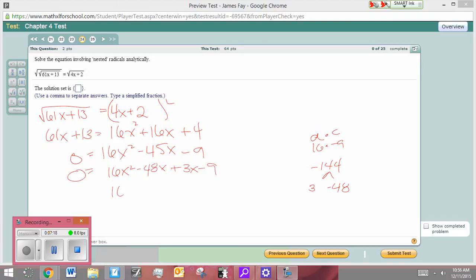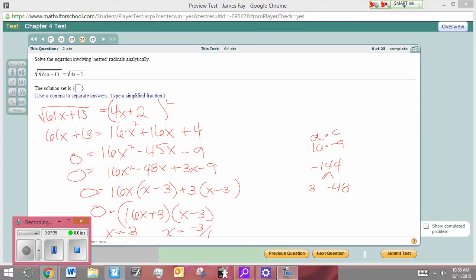Factor out 16x out of the front 2. It gives me x minus 3. Factor out 3 out of the back gives me x minus 3. So my factors are 16x plus 3 and x minus 3. This is all equal to 0. So it's going to give me x to be 3, and it gives me x to be negative 3/16. When I solve those, both of those end up being solutions for this problem.